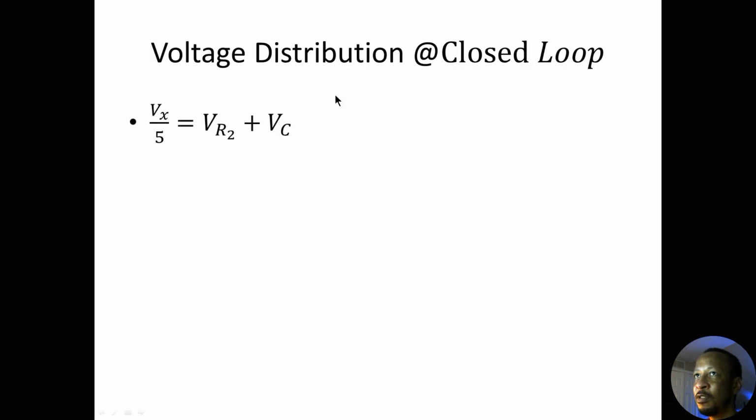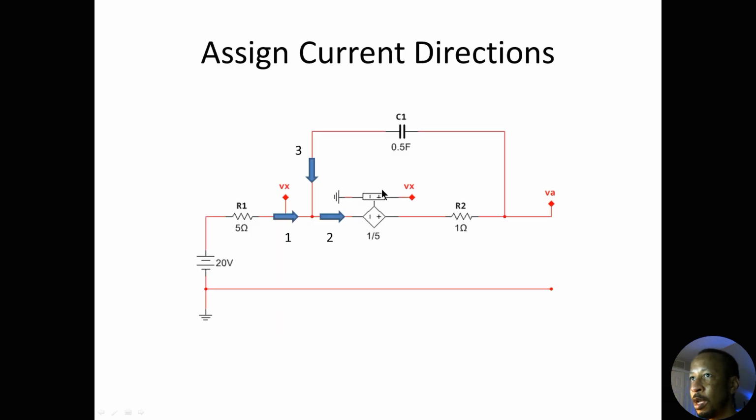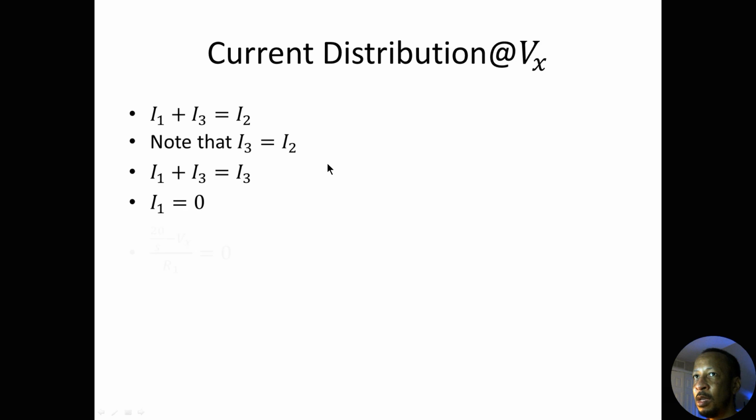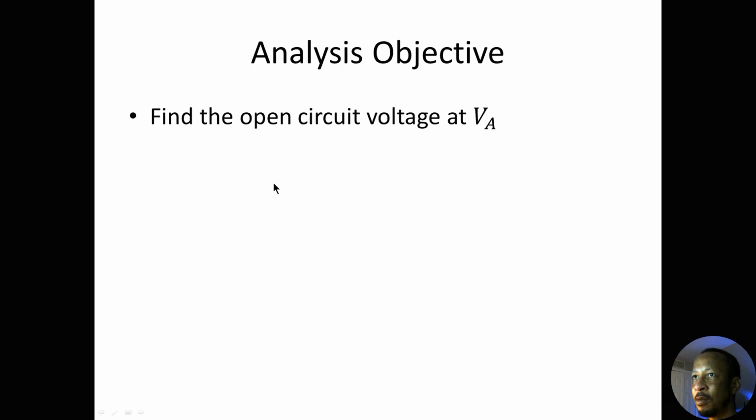Next, voltage distribution at the closed loop. Now, what is the closed loop? Let's go back over to this. The closed loop is here. I'm referring specifically to this loop here. I could call it loop 1 or whatever I want to call it, but it's this loop right here. So with that being the case, at this closed loop, Vx over 5 equals VR2 plus Vc. Let's go back to it and check.